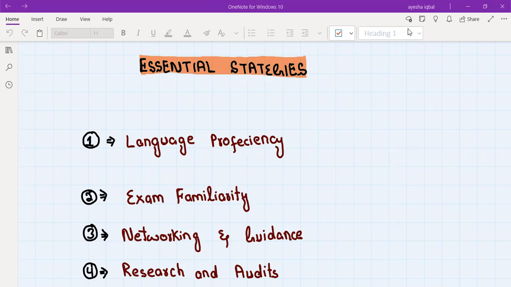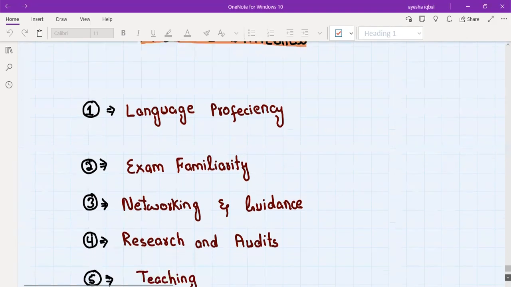But when you are networking with your colleagues who are preparing for the same exam as you are, then you can motivate each other, especially during your house job. You can practice with each other in the hospital, right, to motivate each other, and it really increases your chances of success. The fourth part here is research and audits.